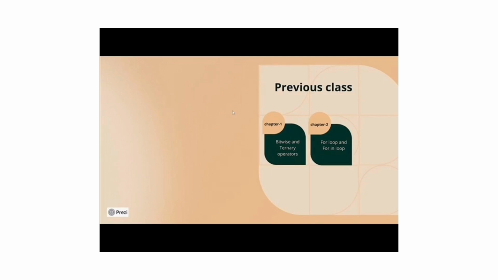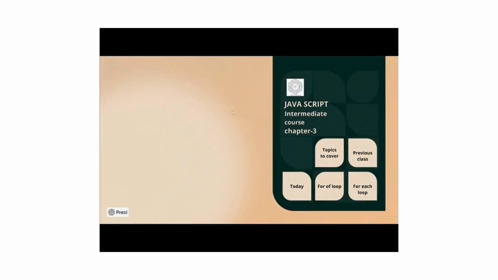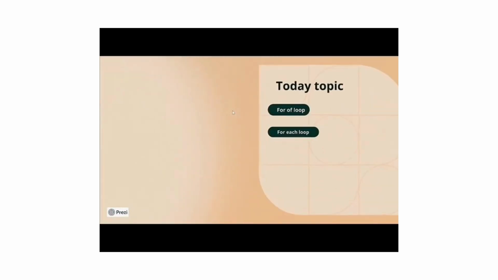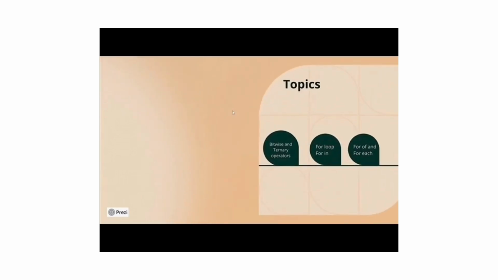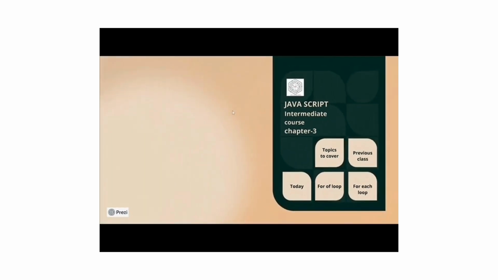So now in today's class we are covering the for of loop and for each loop. The topics covered in our basic and intermediate courses are bitwise and ternary operators, for loop and for in loop. Now we are going to cover for of and for each loop. First of all, we are going to start with the for of loop.